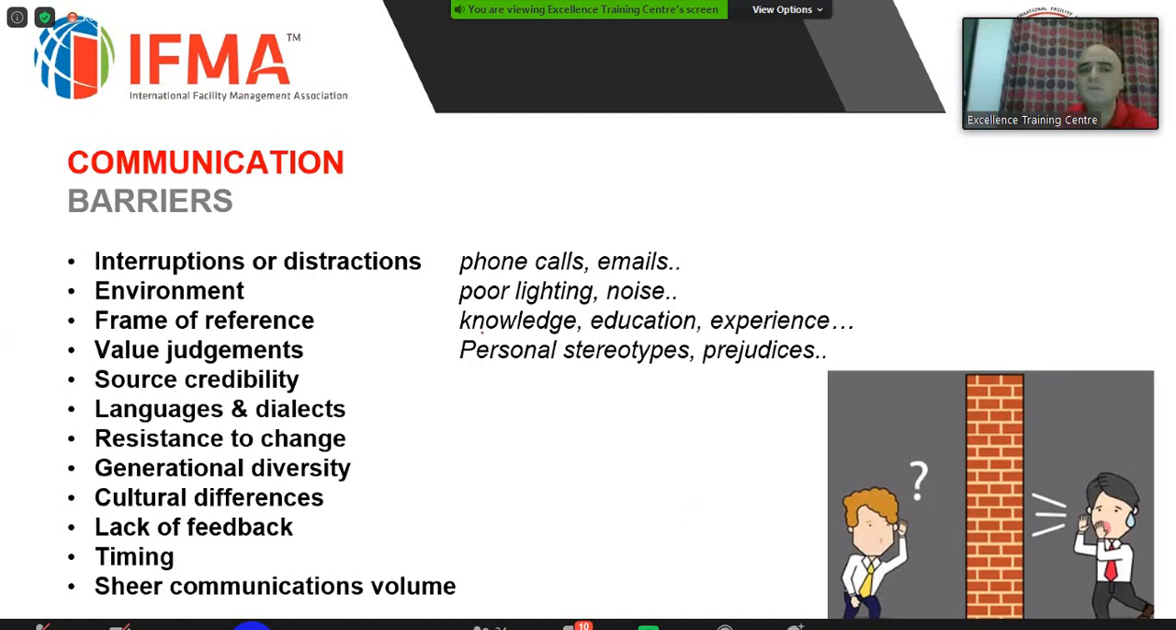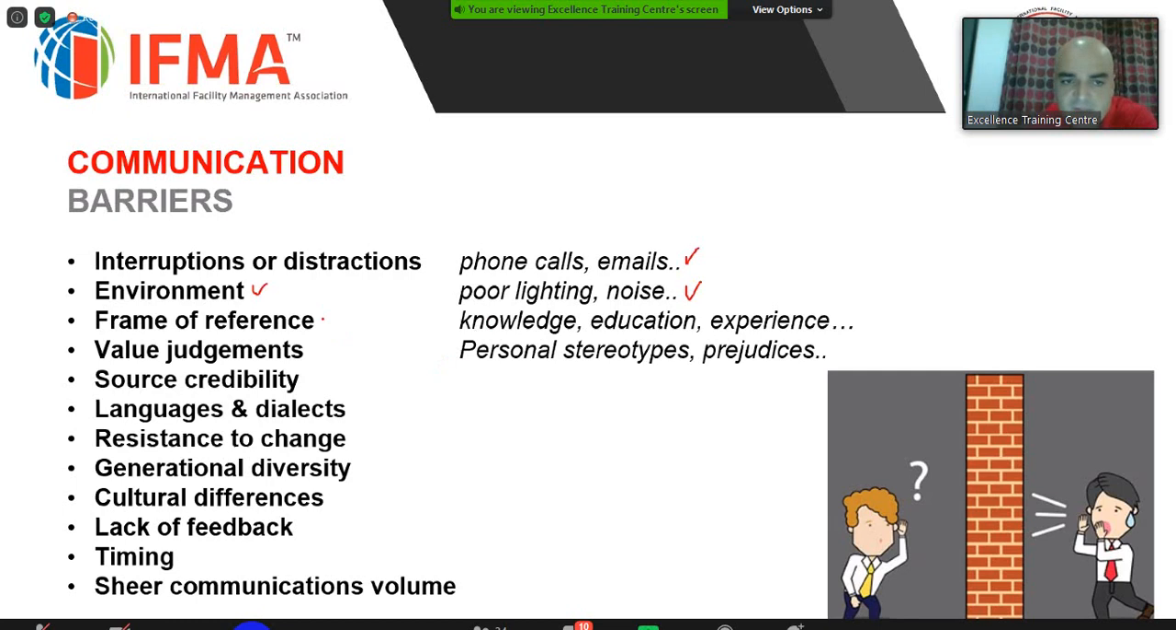Interruptions or distractions can include phone calls, emails. So let's say I am having a meeting with a colleague or with a client, and then, okay, sorry, I have to take this phone call. Or sorry, I got an important email I have to reply to. Environment surrounding us, like poor lighting, noise. For example, if I am at site inside the running generator room, it will not be a proper setting for me to discuss the career path or salary rates for an employee. Simply, we cannot communicate in a very clear and understandable manner. Frames of reference.